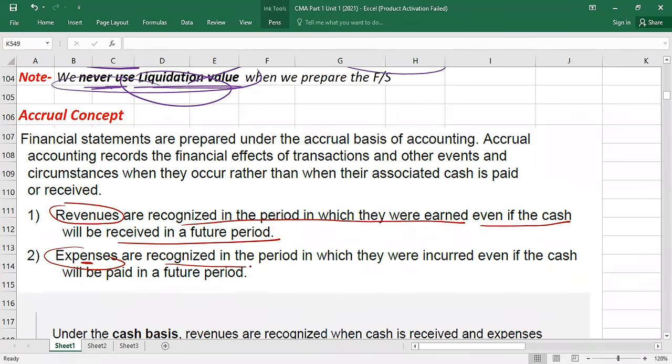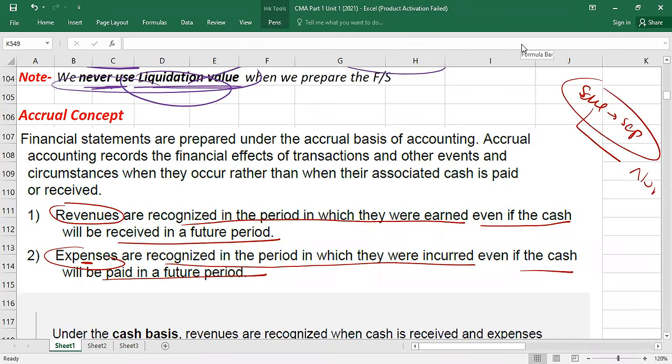Then expenses. Expenses are recognized in the period in which they were incurred, even if the cash will be paid in a future period. For example, salary. The salary of the month of September, even if you are going to pay in November, the expense you will record in the month of September. Why are you doing this? Due to the accrual concept.